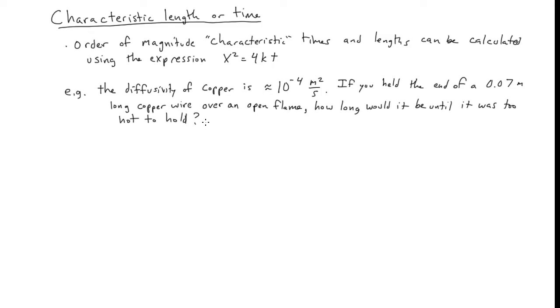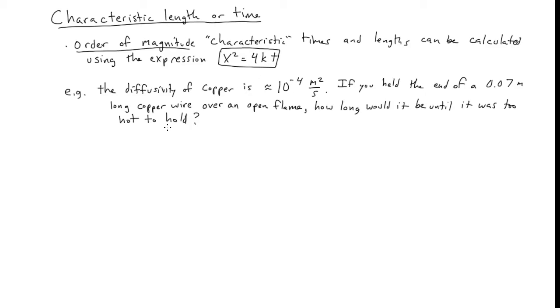Different people are going to have different sensitivities to heat, so we're talking an order of magnitude, okay? Is it going to be 10 seconds or 100 seconds or 1,000 seconds? Very roughly. That's the sort of situation where this characteristic time and length comes in. You want to just get a rough idea. And to do that, let's just calculate it.